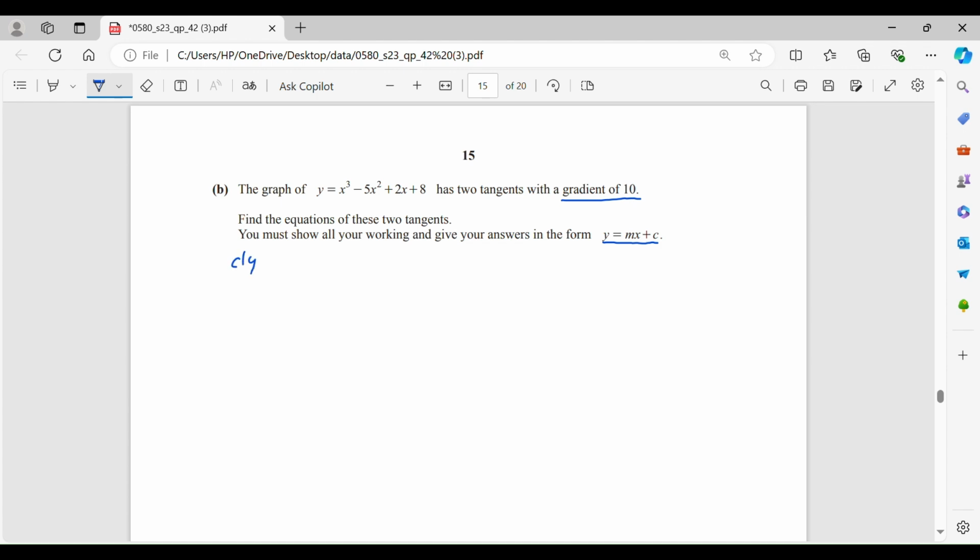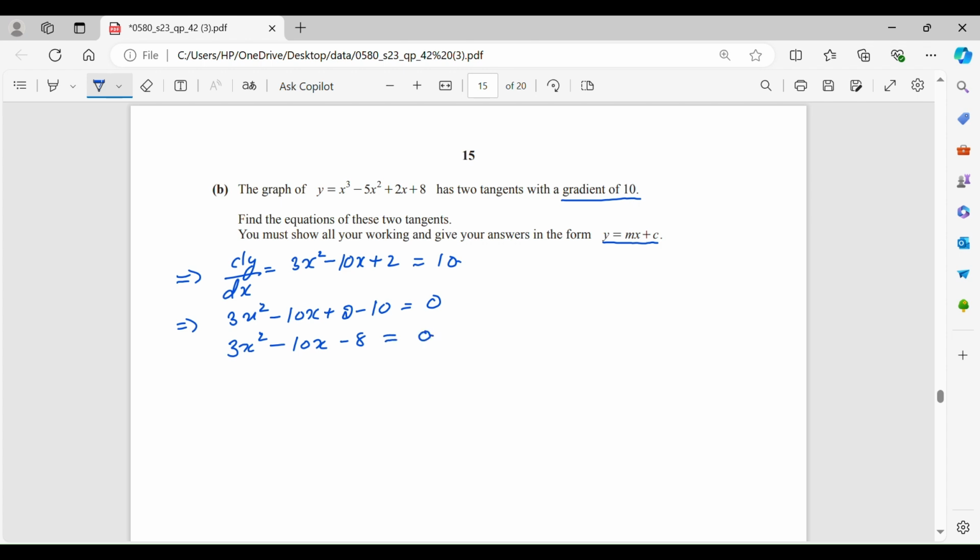So first, the gradient is dy by dx. So dy by dx will be equal to 3x square minus 10x plus 2, and this is equal to 10, right? So 3x square minus 10x plus 2 minus 10 will be equal to 0. So 3x square minus 10x minus 8 is equal to 0.